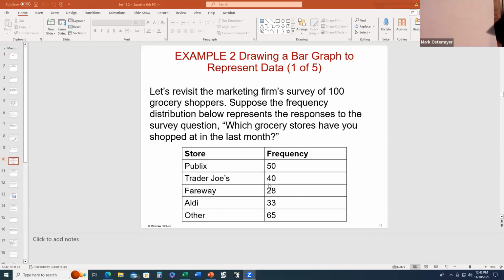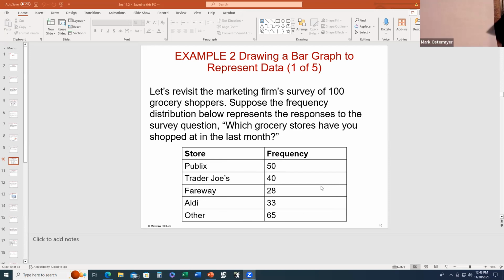Here's an example of a frequency distribution table that we will use to make a bar graph. A survey of 100 grocery shoppers, again, is being used. Suppose the frequency distribution below represents the responses to the survey question: Which grocery stores have you shopped at in the last month? Publix, Trader Joe's, Fairway, Aldi, or other. Okay.